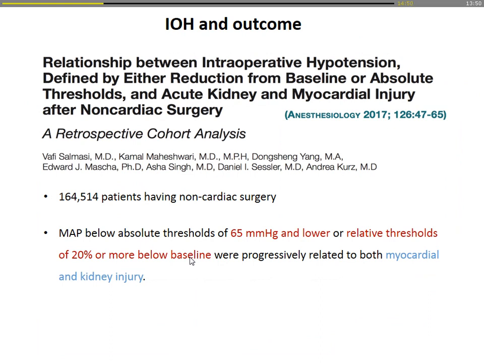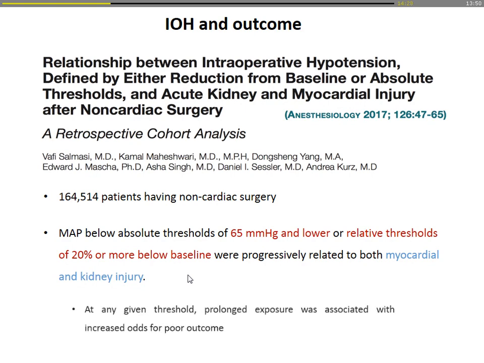And another paper published recently from the same group, in the meantime they have more than 164,000 patients, and they found that MAP thresholds of 65 and lower, or 20% below baseline, were progressively related to both myocardial injury and kidney injury.